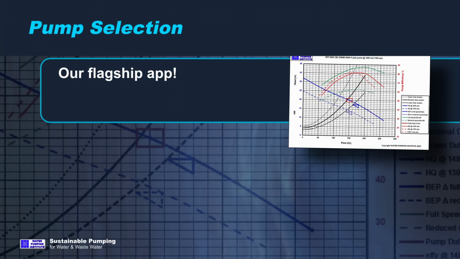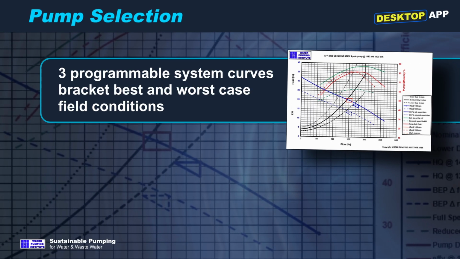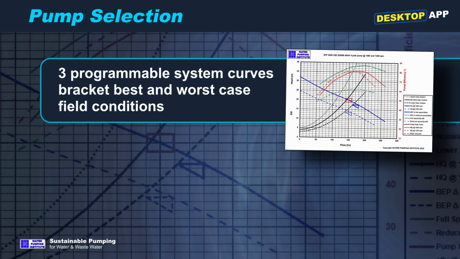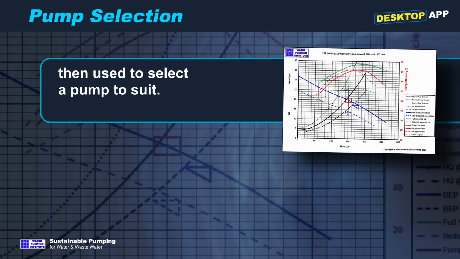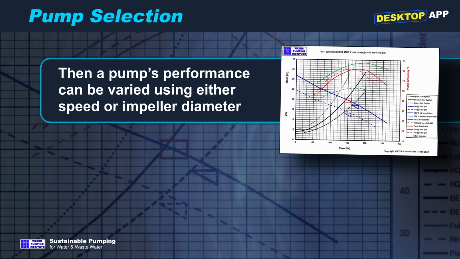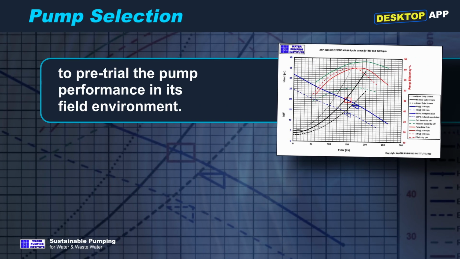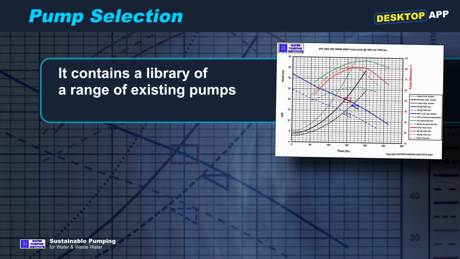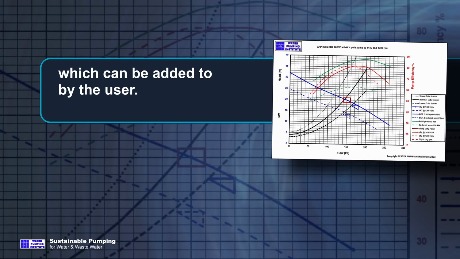Water Pumping Institute's flagship app is the Pump Selection Spreadsheet. It has 3 programmable system curves which bracket best and worst case field conditions, which are then used to select a pump to suit. Once imported, a pump's performance can be varied using either pump speed or impeller diameter to pre-trial the pump performance in its field environment. The software contains a library of a range of existing pumps which can be added to by the user.